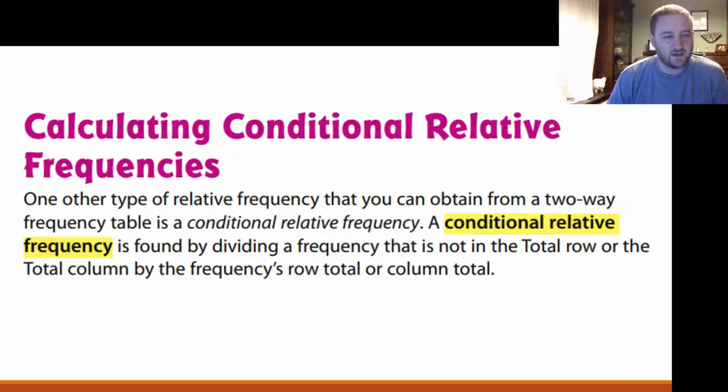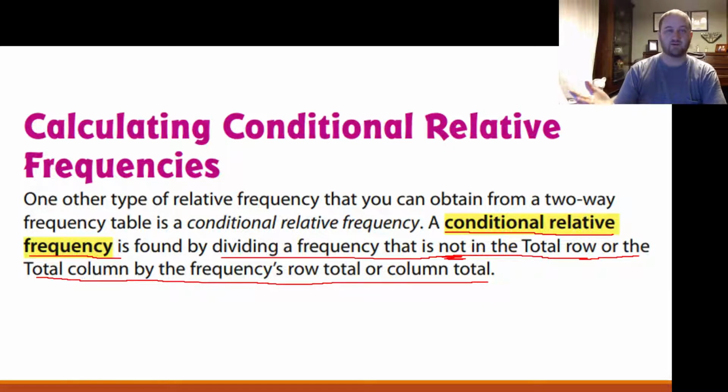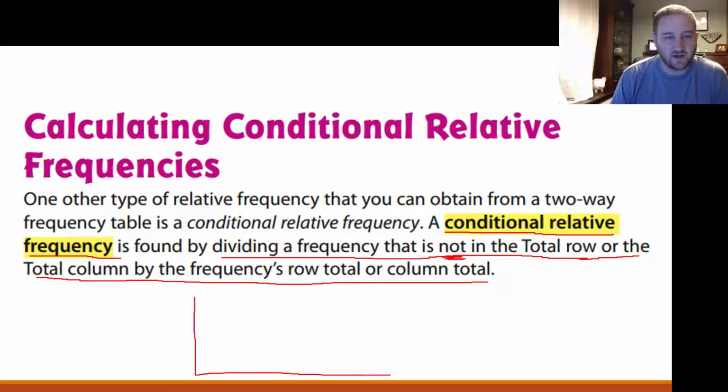One other type of relative frequency that you can obtain from a two-way frequency table is a conditional relative frequency. I would write this definition down. A conditional relative frequency is found by dividing a frequency that is not in the total row or the total column by the frequency's row total or column total. Now that might sound confusing, but basically you're going to have a table here, right?